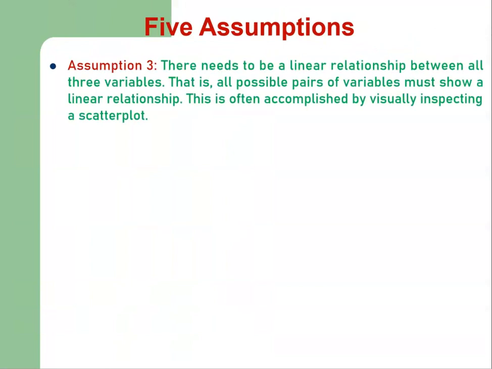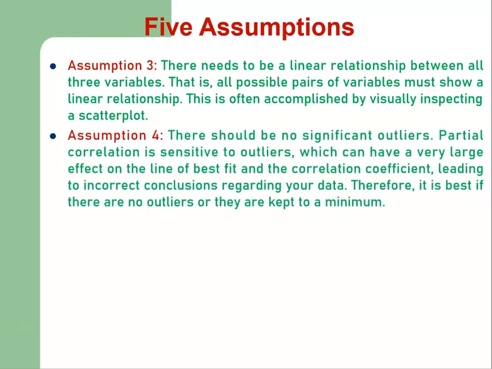Assumption number 3: there needs to be a linear relationship between all the three variables. That is, all possible pairs of variables must show a linear relationship, and this is often accomplished by visually inspecting a scatter plot.